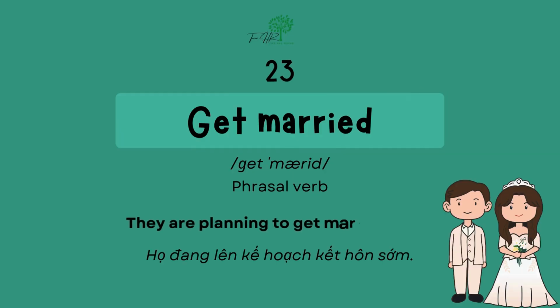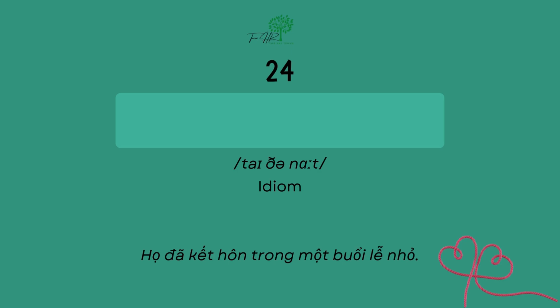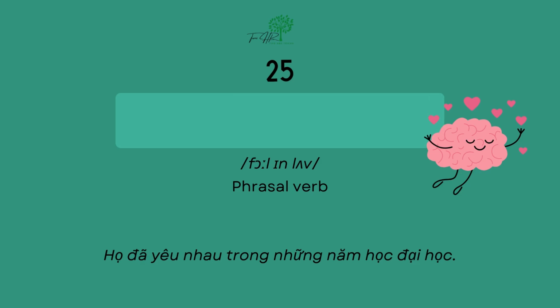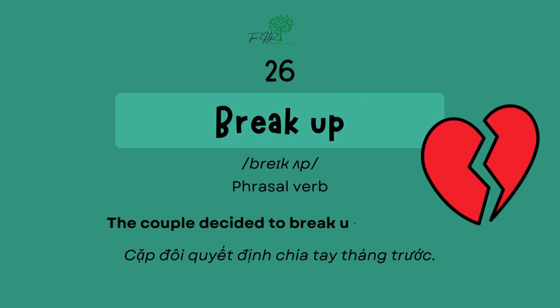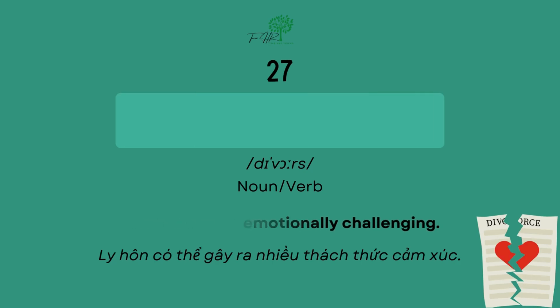23. Get married. They are planning to get married soon. 24. Tie the knot. They tied the knot in a small ceremony. 25. Fall in love. They fell in love during their college years. 26. Break up. The couple decided to break up last month. 27. Divorce. Divorce can be emotionally challenging.